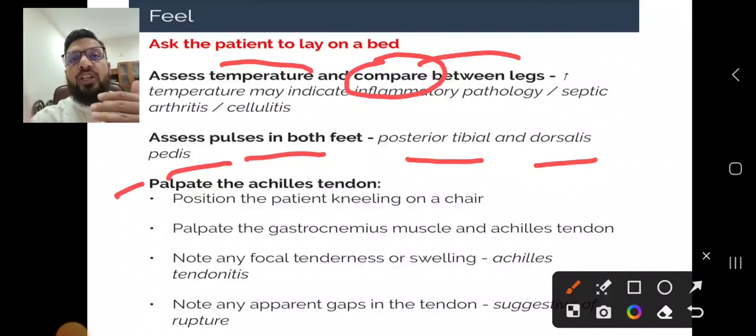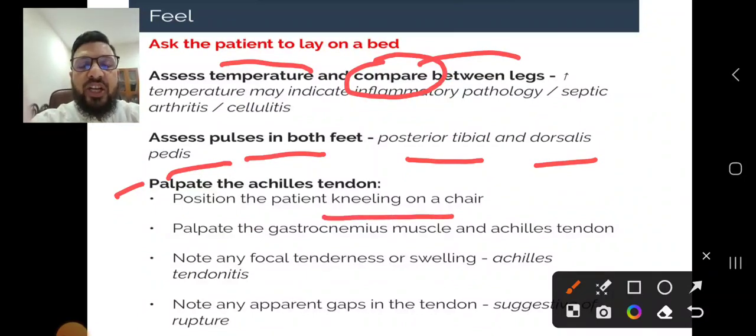Either you do it before asking the patient to lie down, which is good, or at the end of the examination that is done in the lying down position, you can ask the patient. So how is it done? Ask the patient to kneel down on the chair and palpate the gastrocnemius muscle and Achilles tendon, and assess for any focal tenderness or swelling.